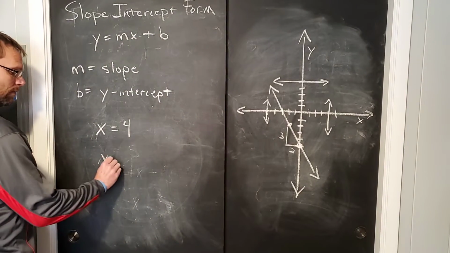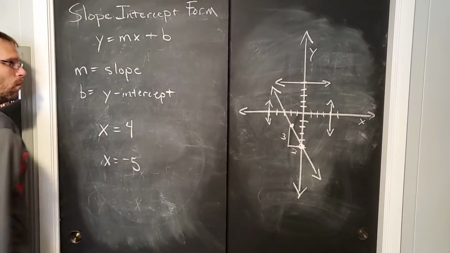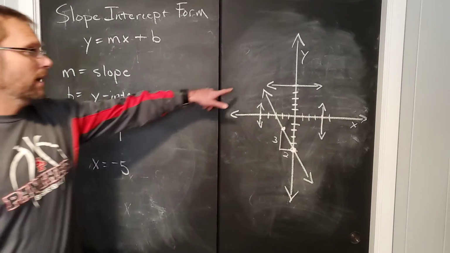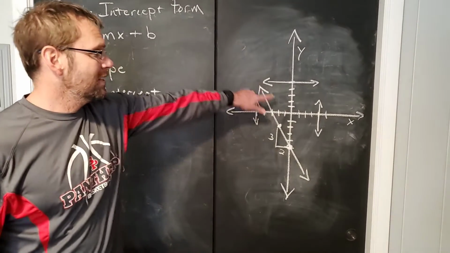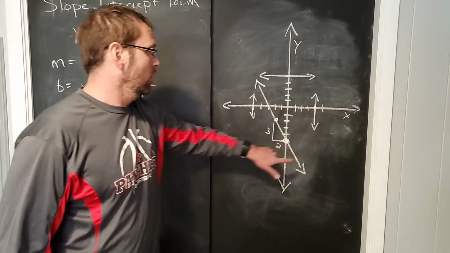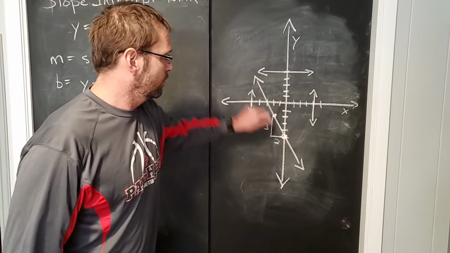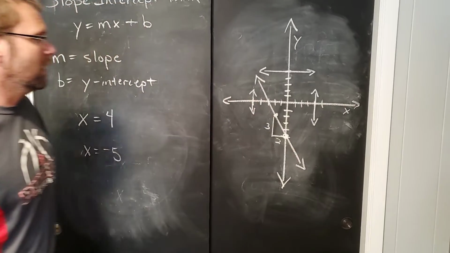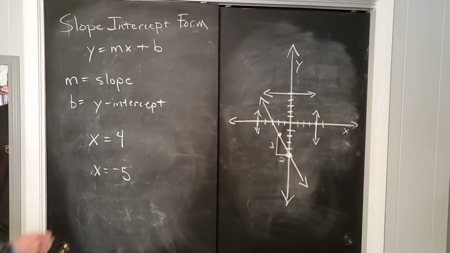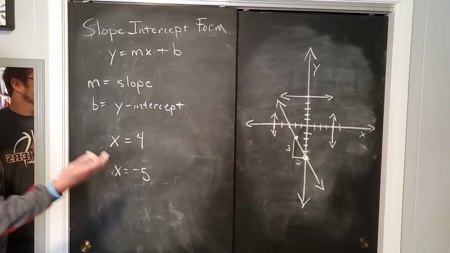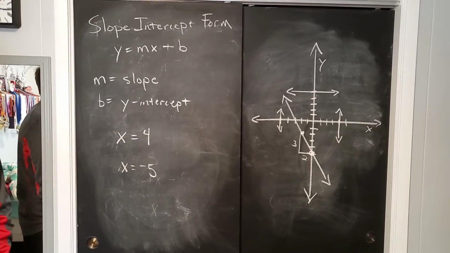Okay, so we've got y equals 0x plus 5. This guy's x equals 4. This guy's x equals negative 5. And then this is 3 over 2 negative. So we have all different kinds of slopes. The reason this doesn't have a y equals is because it's not crossing the y-axis ever.